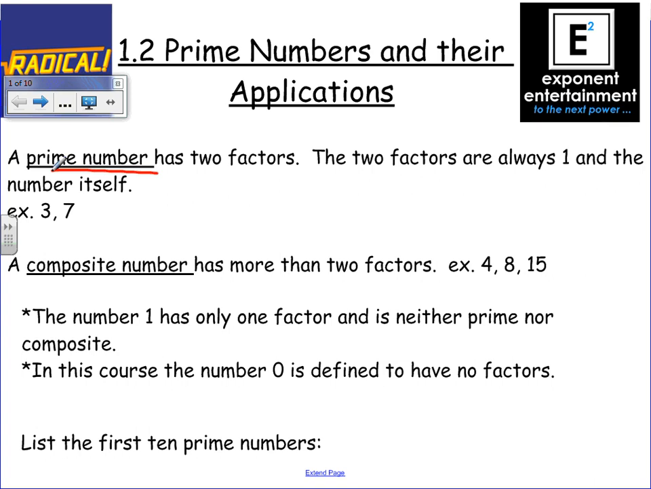This is the discussion we were about to have. The number 1 only has one factor. It's only divisible by itself, and it's 1, which is itself. So it's not a prime number. You can expect to see that question a few times. It's not a composite number either. And in this course, the number 0 is defined to have 0 factors. No factors.